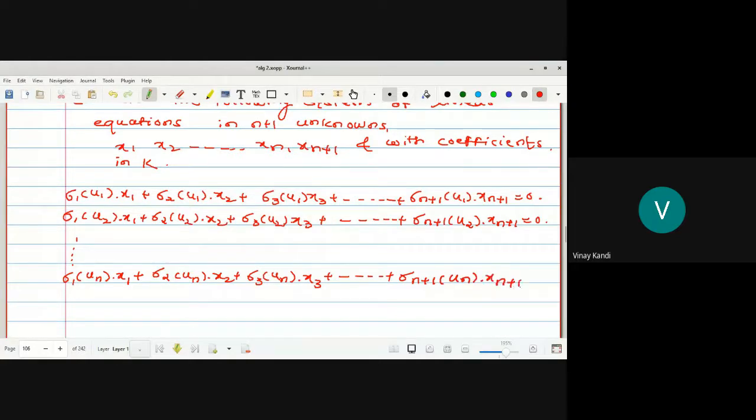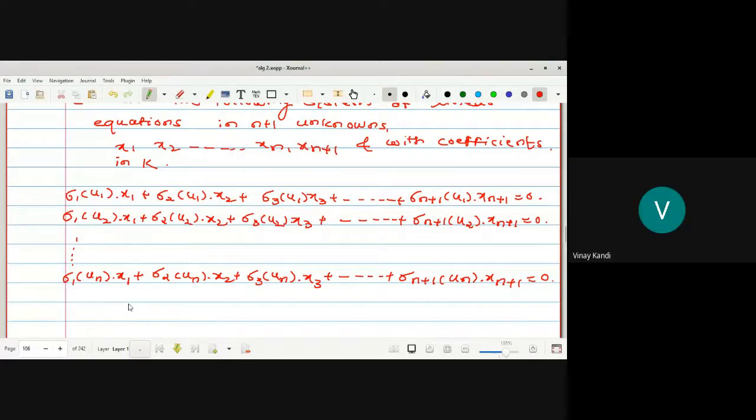Now look at here. How many equations are there? n equations. How many unknowns? n plus 1. So the system has a unique solution or a non-trivial solution? Non-trivial solution.